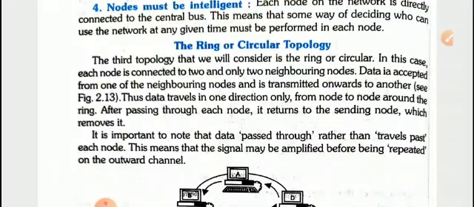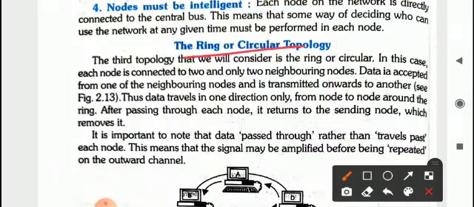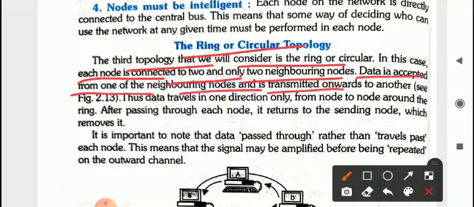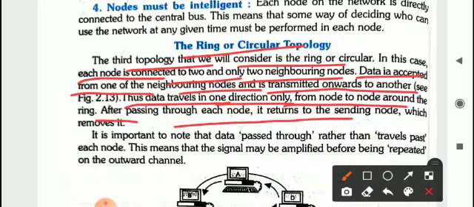Now let's cover ring or circular topology. The third topology that we'll consider is the ring or circular. In this case, each node is connected to two and only two neighboring nodes. Data is accepted from one of the neighboring nodes and is transmitted onwards to another. The data travels in one direction only, from node to node around the ring. After passing through each node, it returns to the sending node, which removes it.